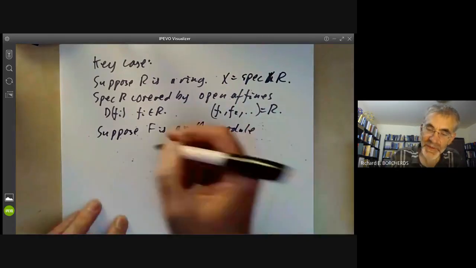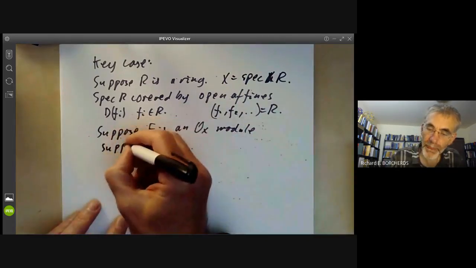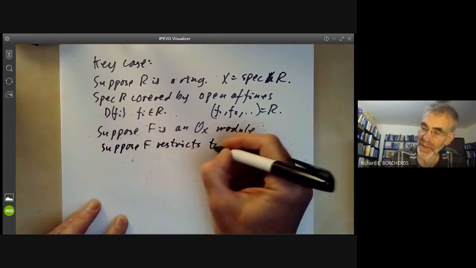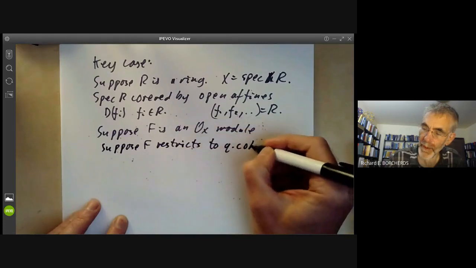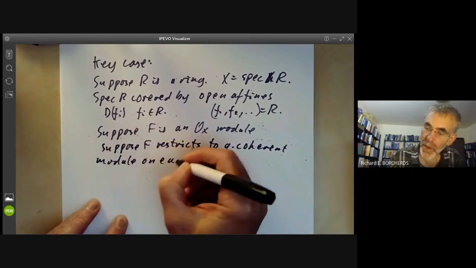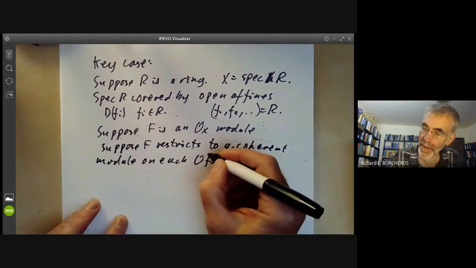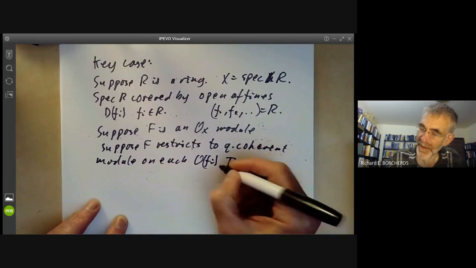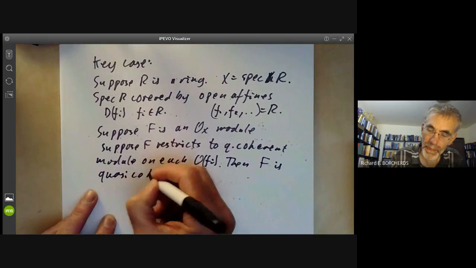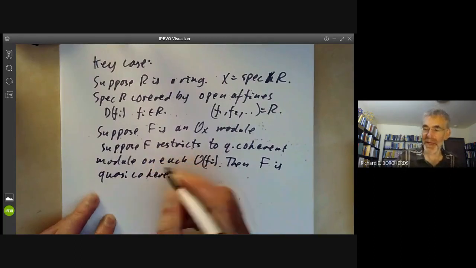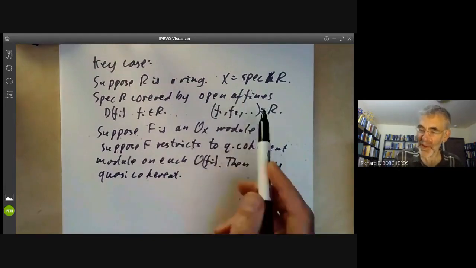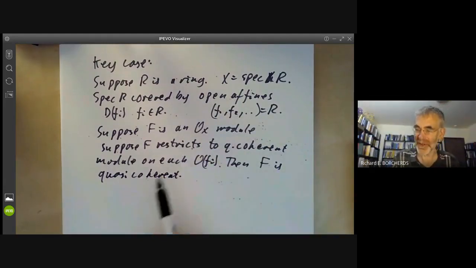And suppose F restricts to a quasi-coherent module on each D(f_i). Then F is quasi-coherent. So this is sort of saying that for affine opens, if something is locally quasi-coherent, then it's quasi-coherent.